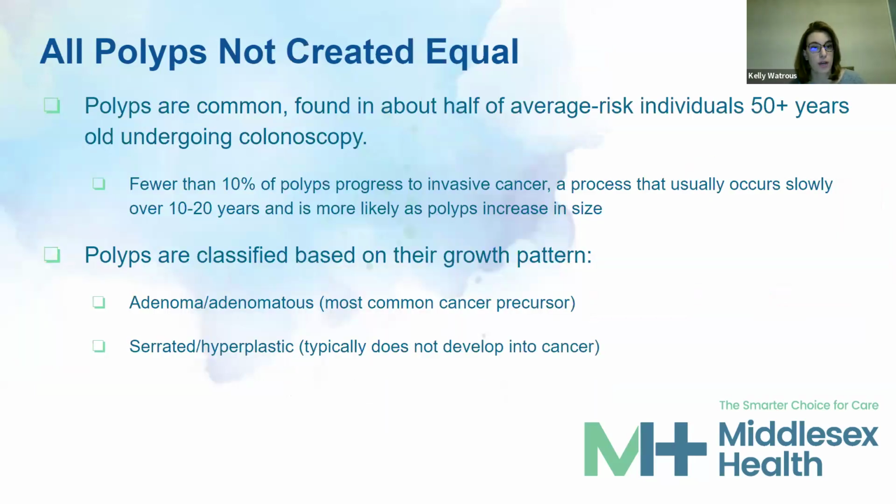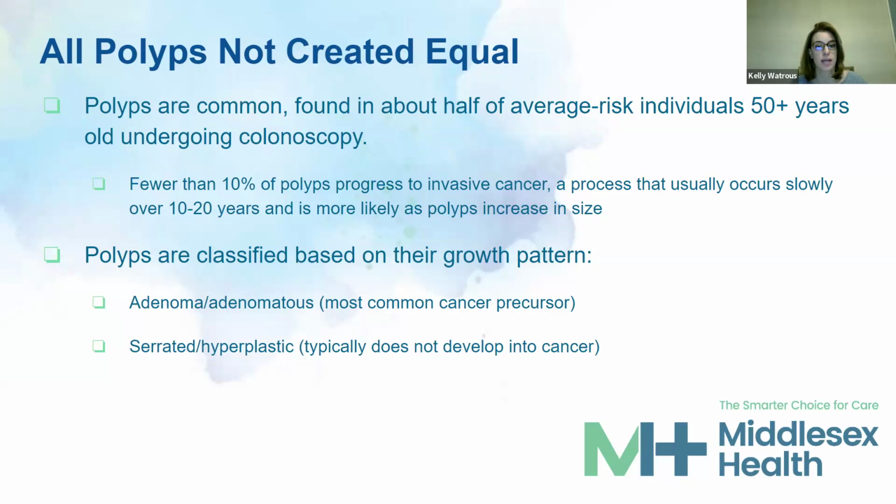All polyps are not created equal. Polyps themselves are very common, found in about half of average risk individuals 50 years and older who are undergoing colonoscopy. Fewer than 10% of polyps progress to invasive cancer, and this is a process that usually occurs slowly over 10 to 20 years in most people. This process happens faster if polyps are larger, if there's more polyps, or if you have other risk factors, which we'll go over.